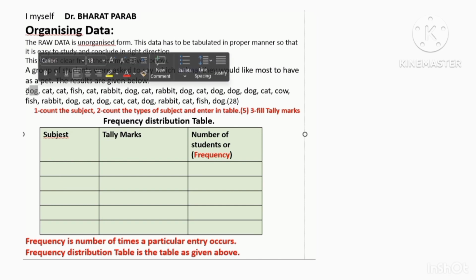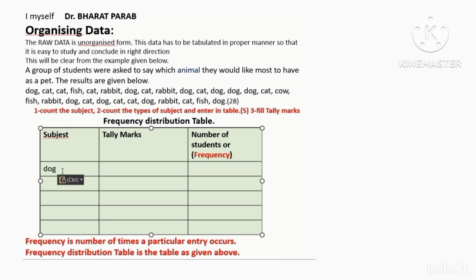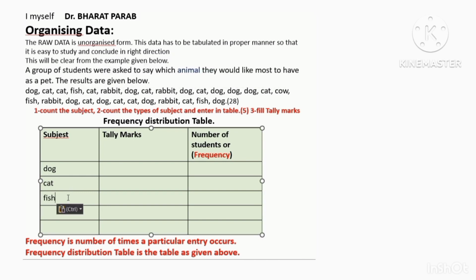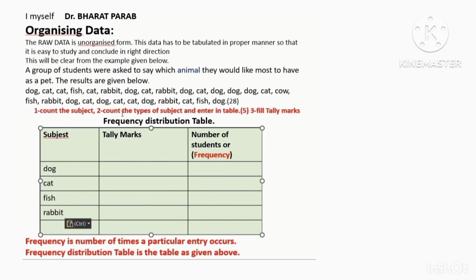See the dog and write them in this table. Now cat. Another is fish. Then a rabbit. Then check for any other type of subject. These are the types. Now cow. So write cow.